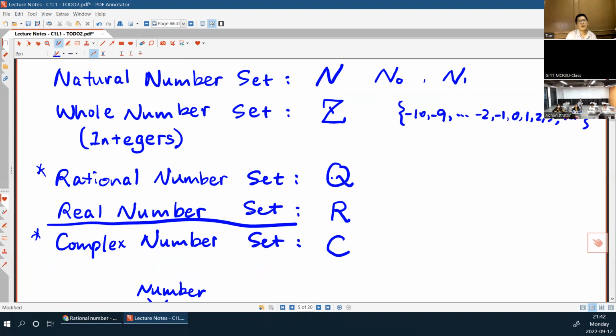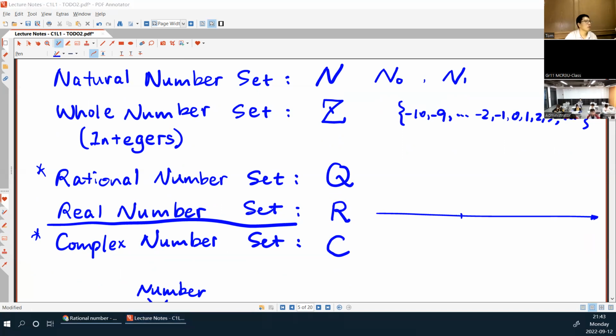I'll give you a hint. Real numbers correspond to any point on the number axis, right? So suppose we have a number axis like this. Any point on the axis corresponds to a real number.